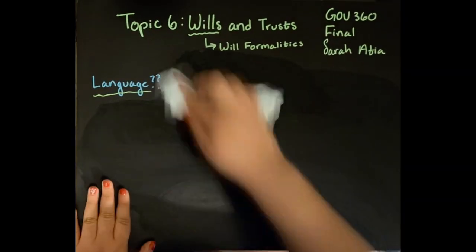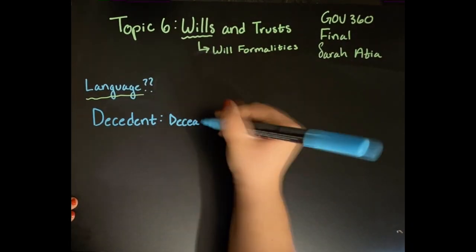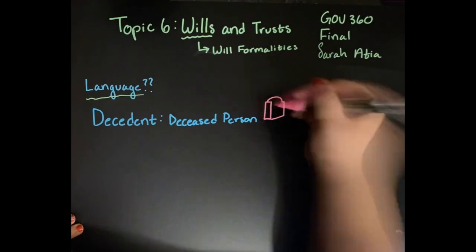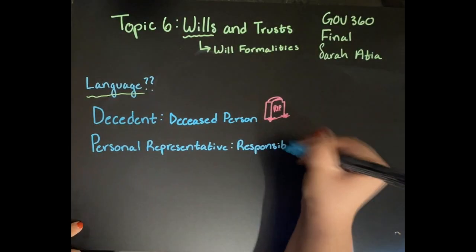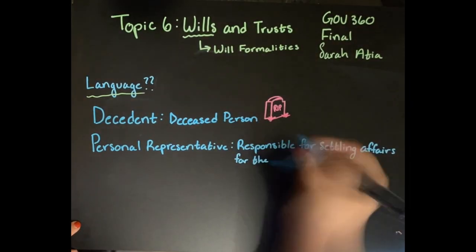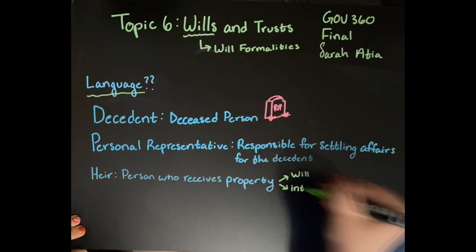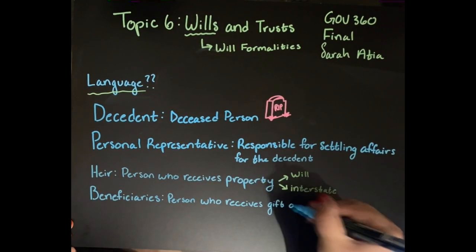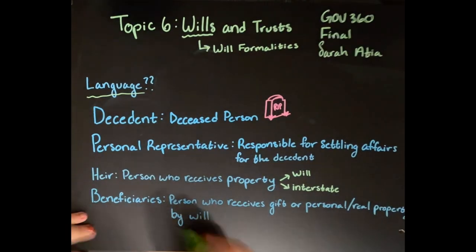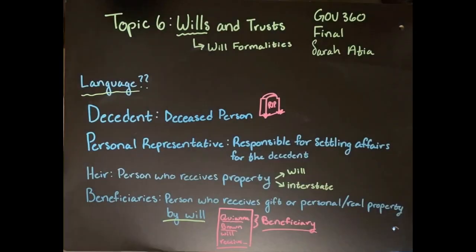Let's review a few more terms before we get into validity. A decedent is a person who has passed away. Personal representatives are people who are responsible for settling the affairs for the decedent. If named in the will, they are considered the executor. An heir is a broad term used to define someone who receives property. This can be from a will or an estate. Beneficiaries, on the other hand, receive their gifts or property through a will specifically.